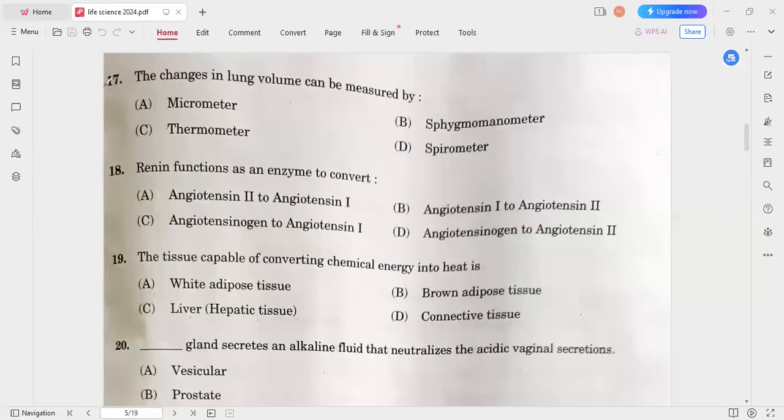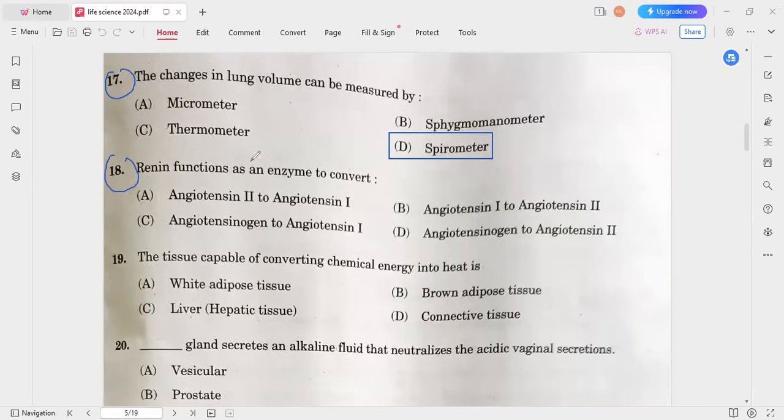So question number 17. The changes in lung volume can be measured by. Usually it is a diagnostic device which is used to measure the amount of air you are able to breathe in and out. So the device is the spirometer, which is used to measure the changes in lung volume. So option D, spirometer, is the correct answer for question number 17. Okay, so now move on to the next question, that is question number 18.